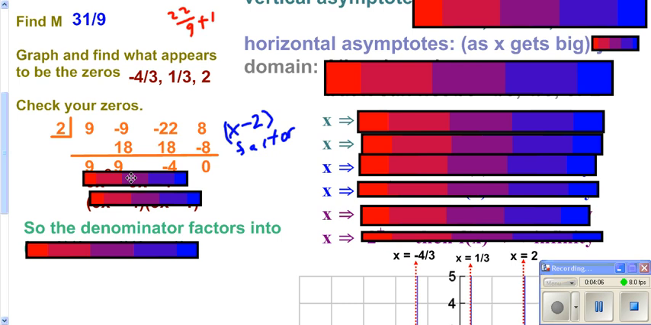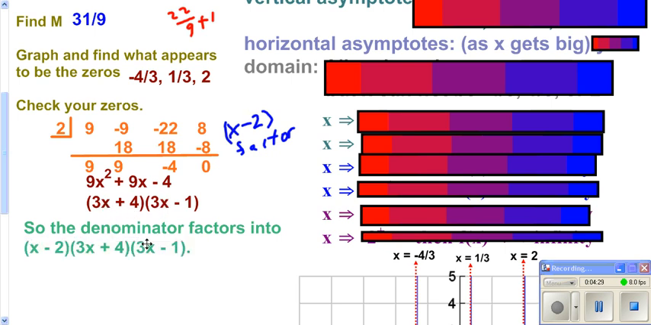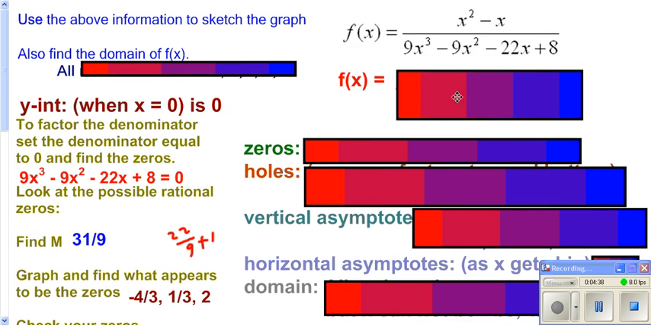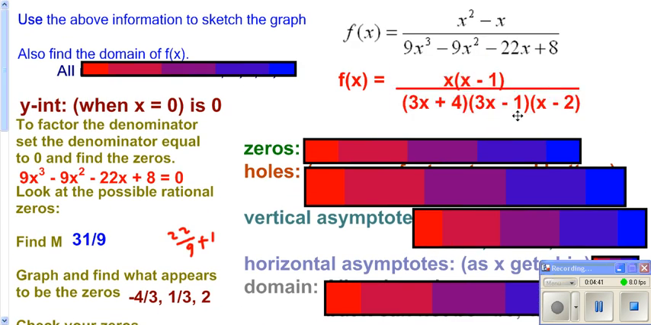Now, since we only have 3 terms, that means it's going to be quadratic. It's a 9x squared plus a 9x minus a 4. If you're not able to factor that, use your quadratic formula. In this case, though, it does factor. So we now know what our denominator factors into: these two parentheses and our x minus 2. So let's go back up and write this in the factored form. That's what we just got for our denominator. You'll notice for the top, it's pretty easy to pull out your common factor of x.